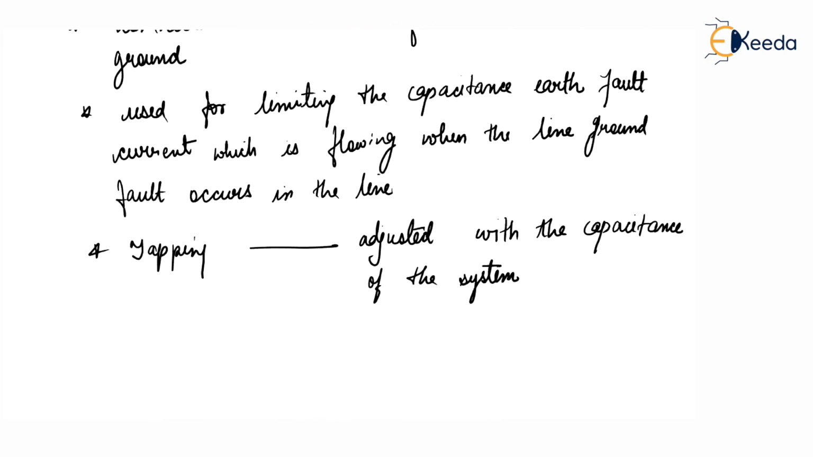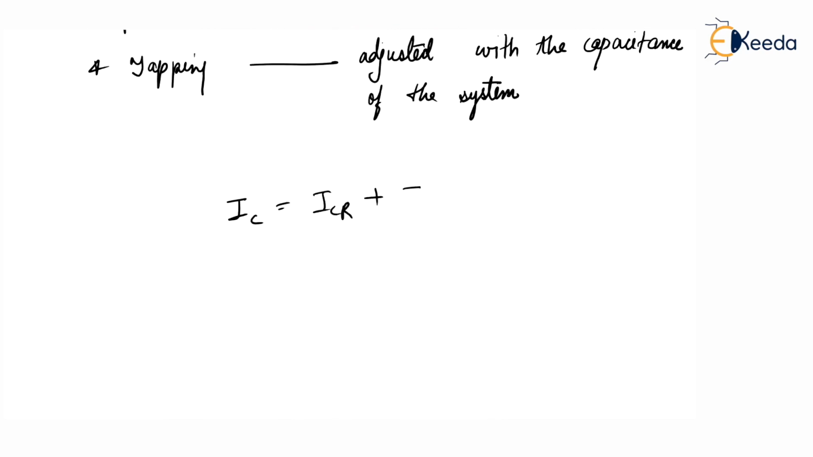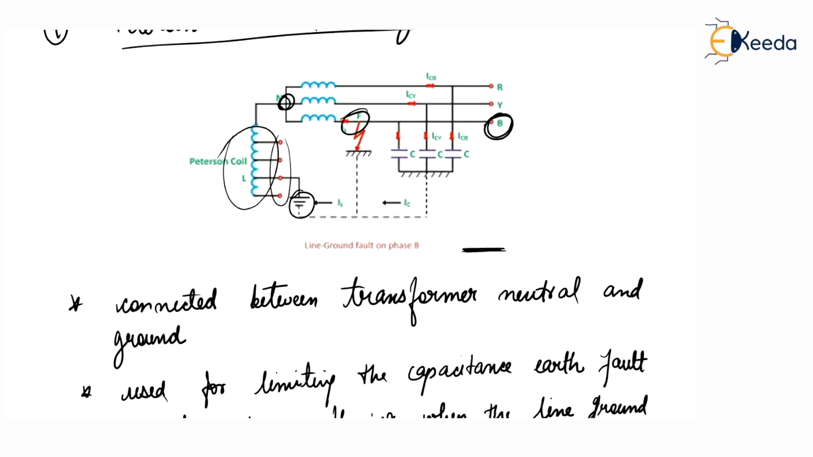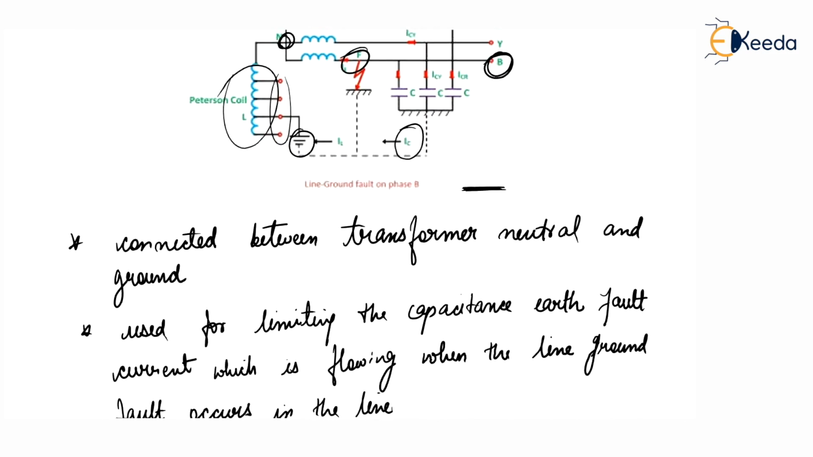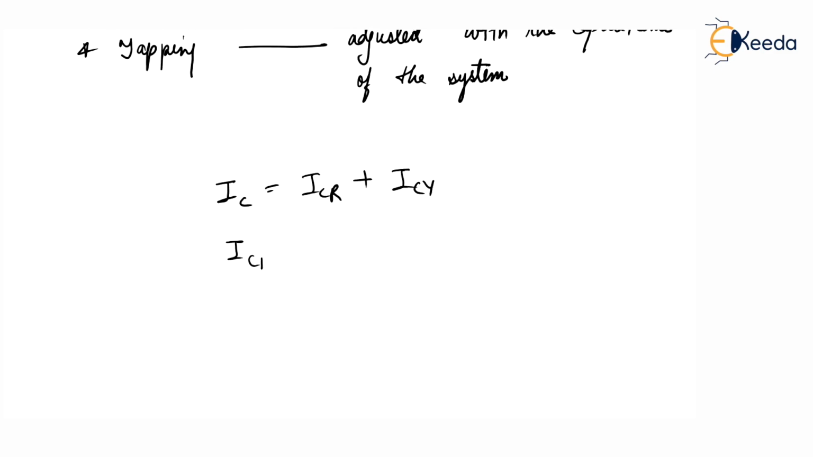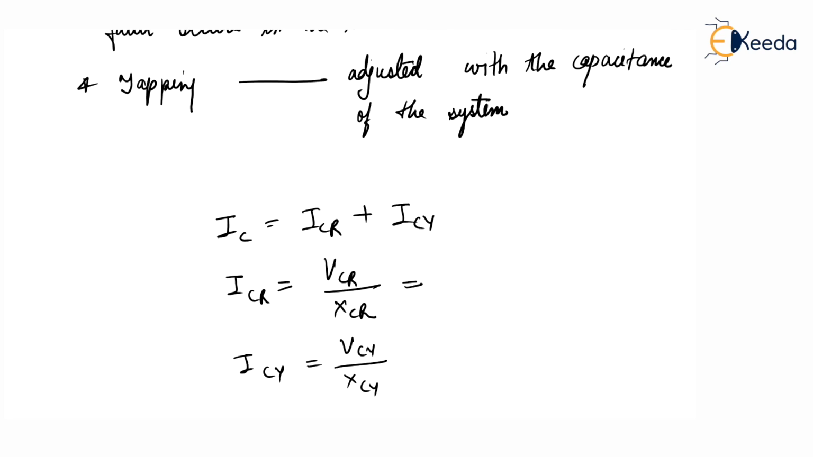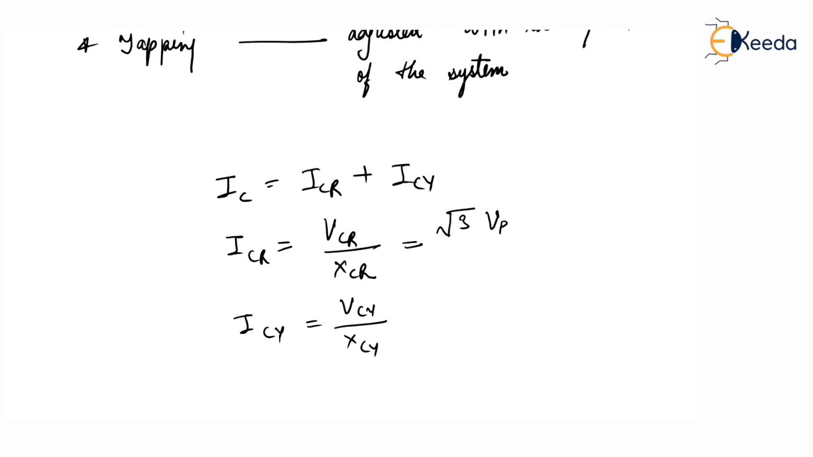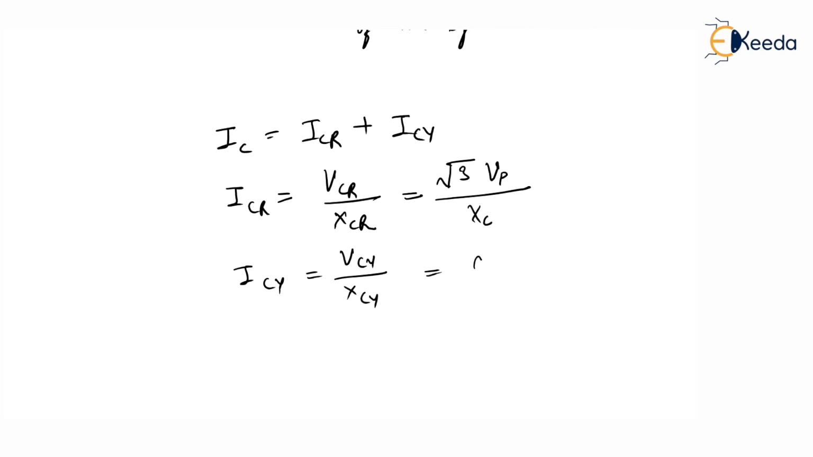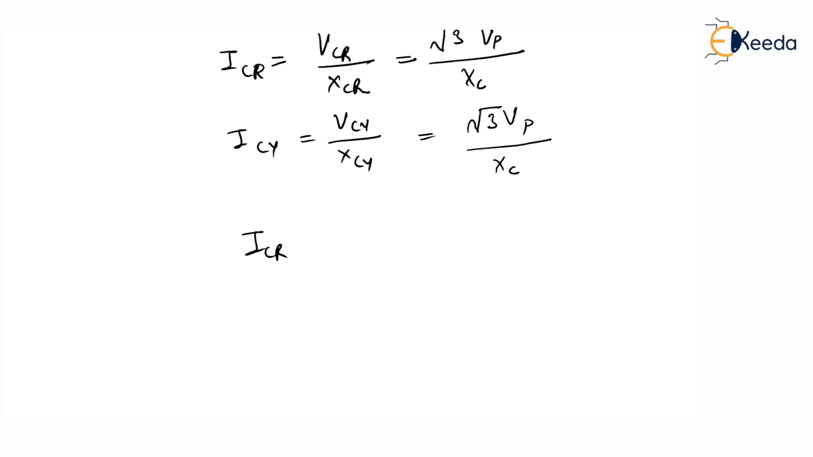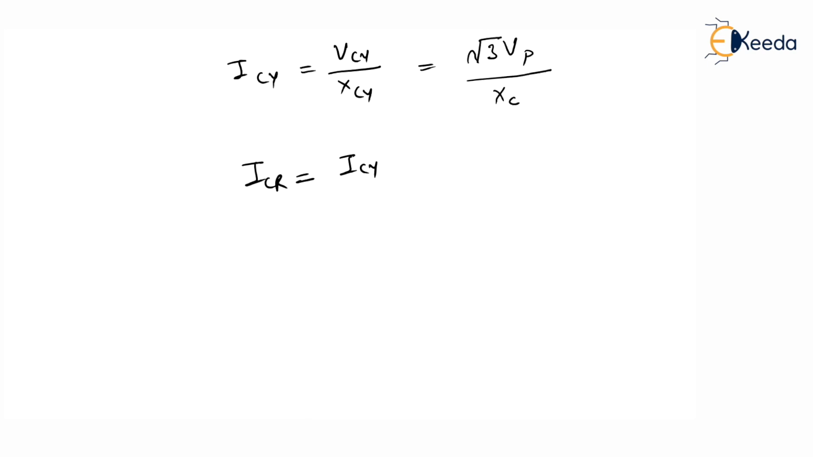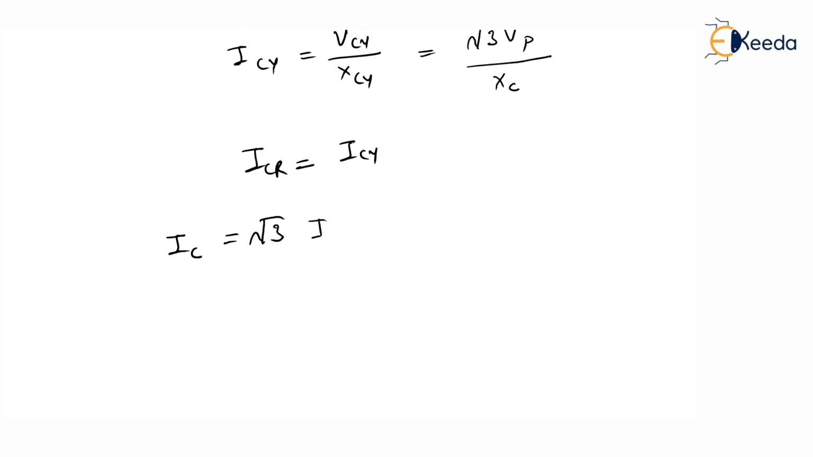So the resultant IC is equal to ICR plus ICY. ICR is equal to VCR upon XCR, and ICY is equal to VCY upon XCY. And this VCR is equal to root 3 times the phase voltage upon XC. So ICR is equal to ICY, and from the phasor diagram, IC is equal to root 3 ICR, which is equal to root 3 ICY.